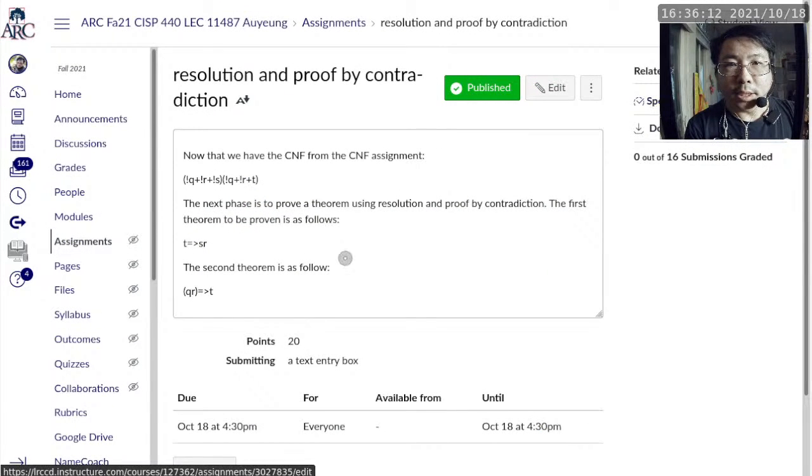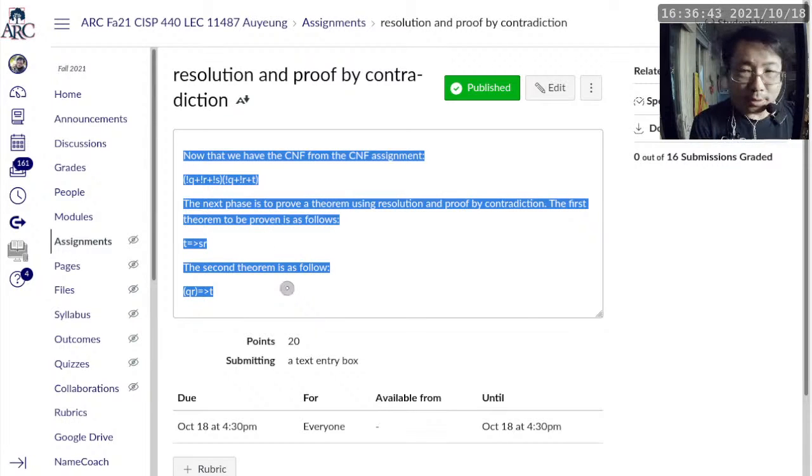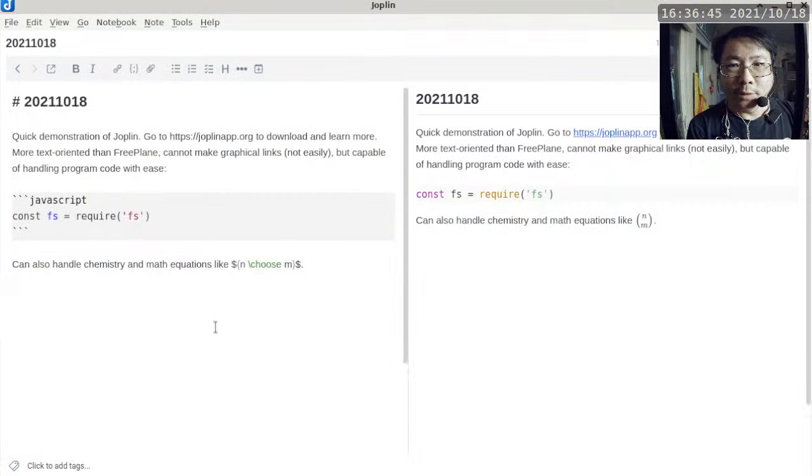Alright, so let's check it out. There are two proposed theorems. The first one is T implies S and R, and the second one is Q and R implies T. Those are all the proposed theorems. Okay, some resolution here. This is perfect for Joplin, right? Because I can use Joplin now. Yay! So copy and paste into Joplin.